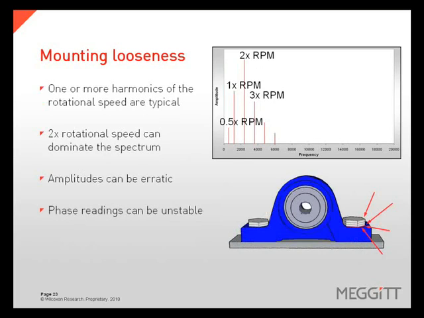Mounting looseness will exhibit 1 or more harmonics of rotational speed, and 2 times rotational speed can dominate the spectrum. The amplitudes due to this type of looseness can be very erratic, and the phase measurements will often be unstable.